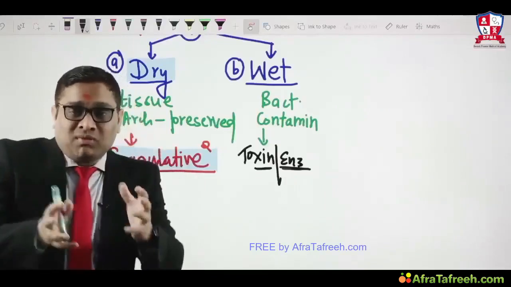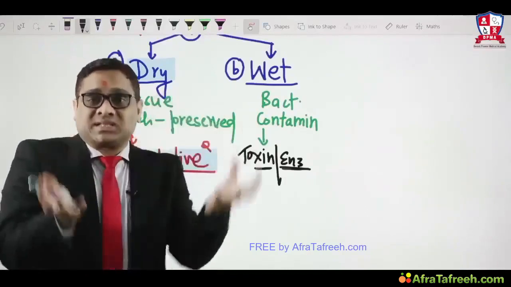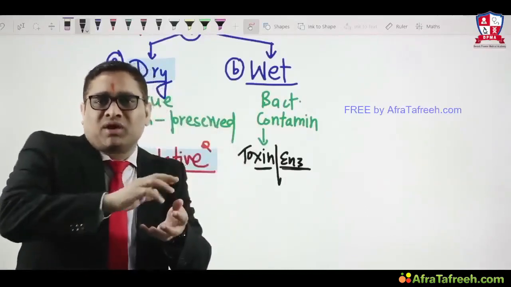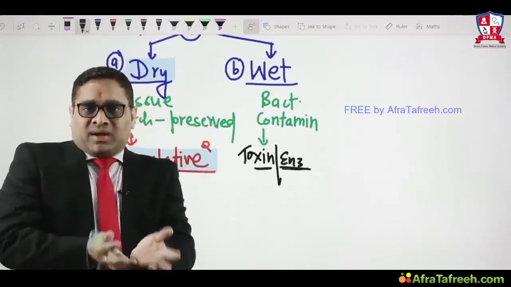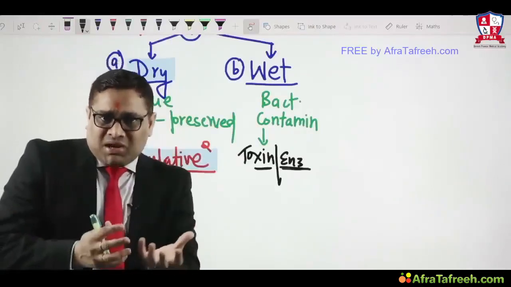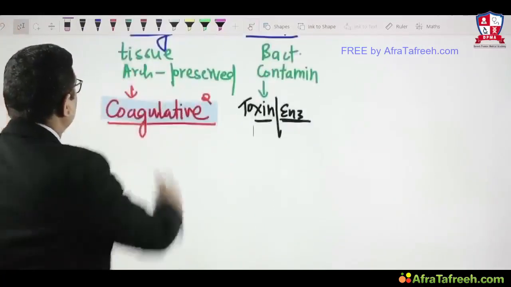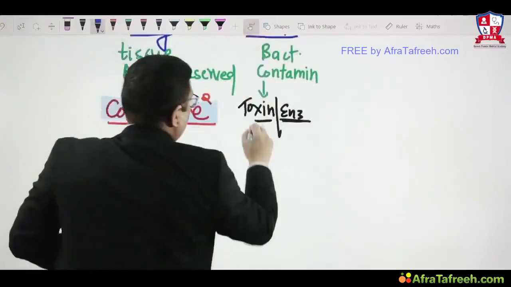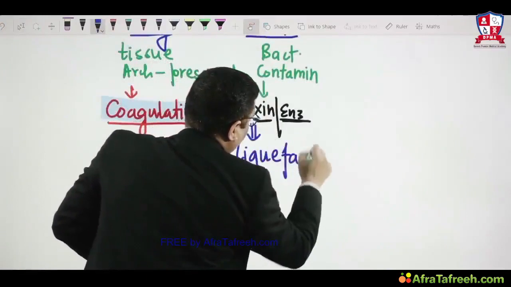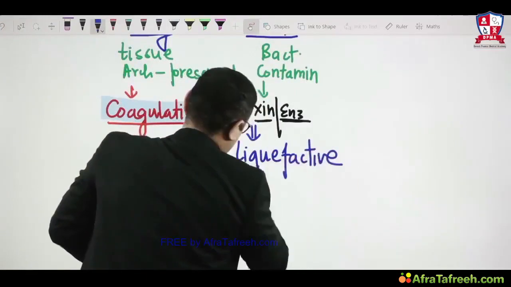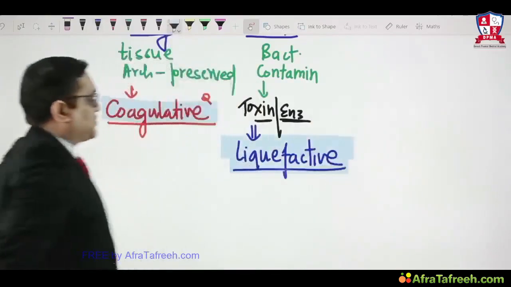In such patients, when they come to the OPD, you will notice they are having blisters containing fluid, serous fluid or fibrinous fluid. So that is why it is liquefied, right? Because it has been liquefied. The blister is containing liquefactive necrosis. So this is an example of liquefactive necrosis, right? That is how we have to understand it.